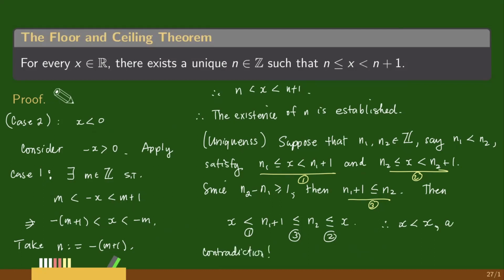Kasi ang x hindi pwedeng maging less than itself. Therefore, what we suppose cannot be true. Hindi pwedeng may dalawa na magkaiba, di ba, na n1 at n2. Ang pwede lang na mangyari talaga is that n1 is equal to n2. Therefore, the uniqueness is now established.